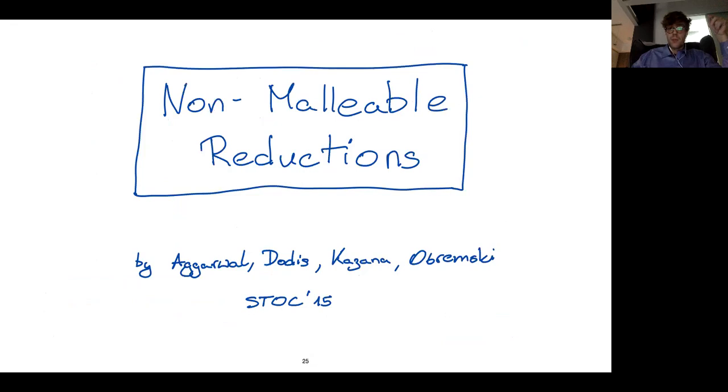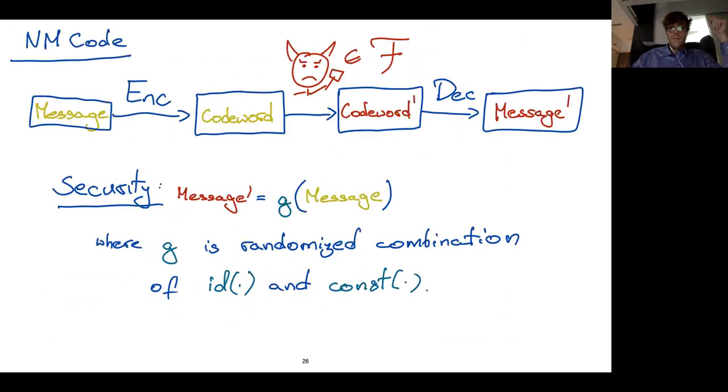Okay, now let's introduce non-malleable reduction. That's a notion by Aggarwal, Dodis, Kazana, and me. Once again, a brief restatement of the non-malleable code. We've got the adversary from some class F, and we can restate the security notion in the following way. Message prime is some function of the message, and that function should be trivial. So either the identity, which corresponds to preserving the message, or a constant function, which corresponds to completely deleting the message.